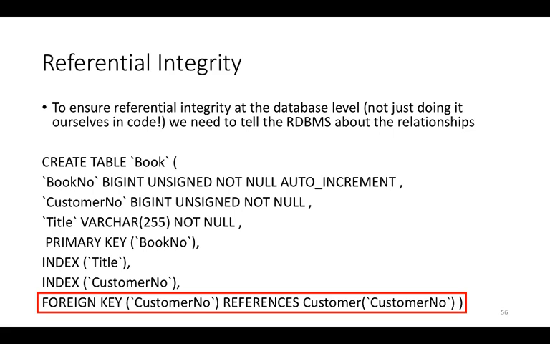By adding that line on the bottom, we've created this link between them. We have said that for every item in customer number in the book table, there must be a corresponding entry in the customer table customer number.